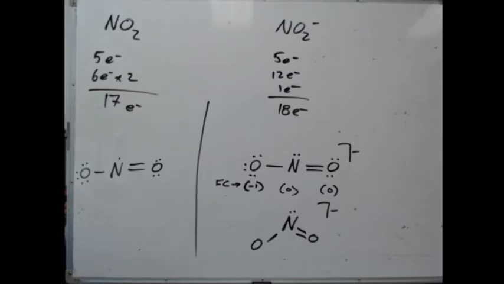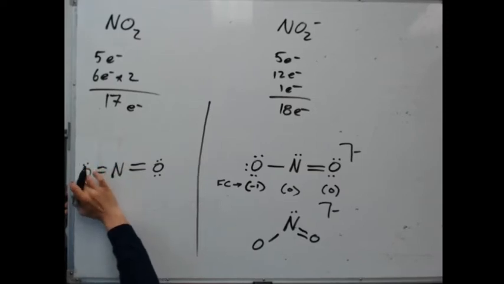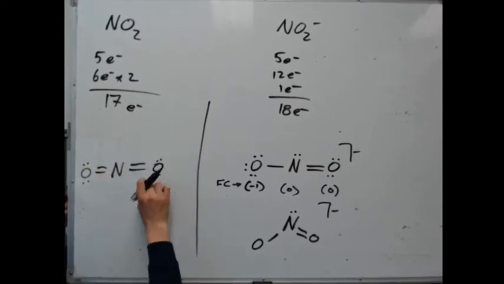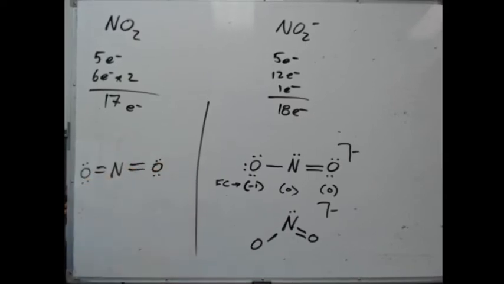Now, we could say double bond there, 2, 4, 6, 8, 2, 4, 6, 8, 10, 12, 14, 16. But if I put a double bond there, I've got everything with 8s, and I've got one more electron I have to put someplace. You just place it on top of the nitrogen.